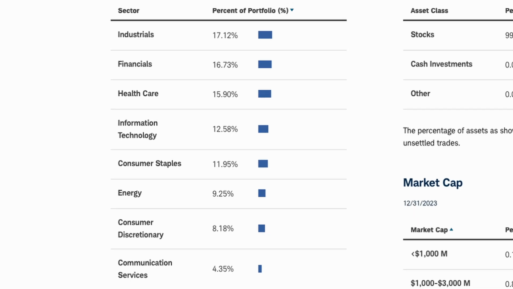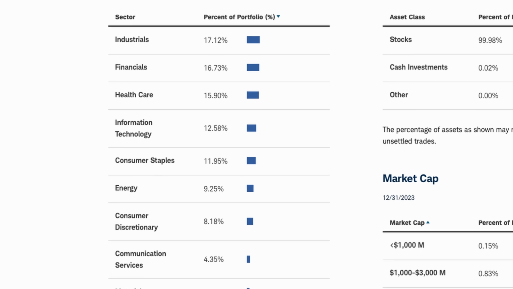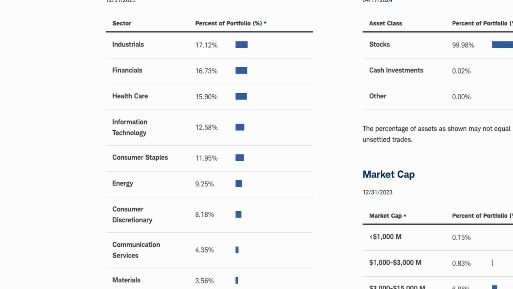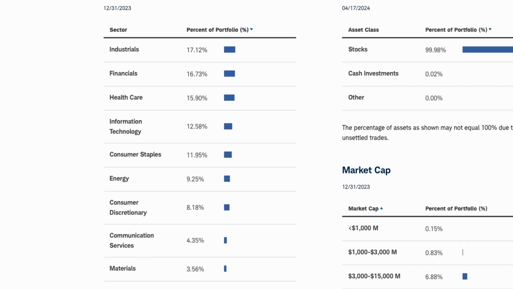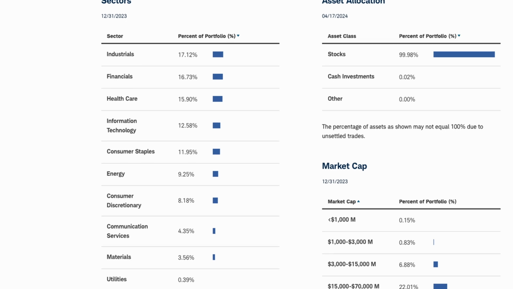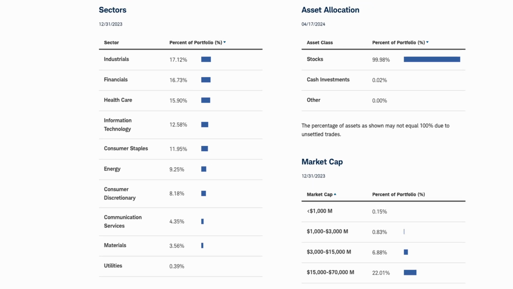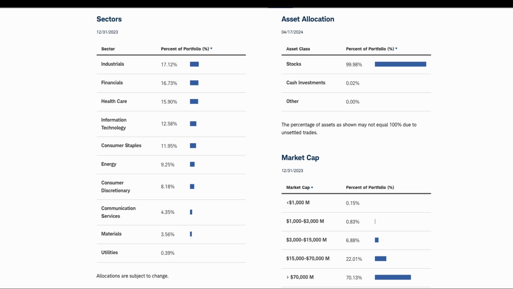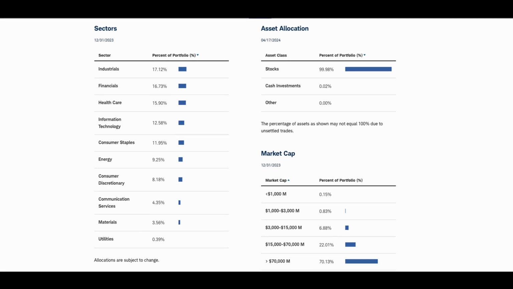With substantial funding and a clear strategic focus, SCHD primarily allocates 17.12% in industrials, 16.73% in financials, and 15.90% in healthcare. These key sectors significantly contribute to the ETF's robust dividend yield and overall growth potential.